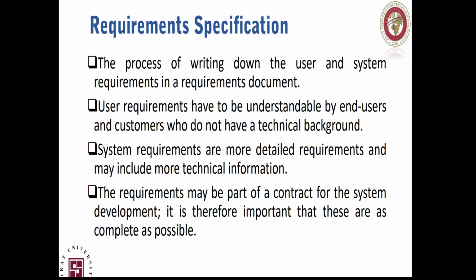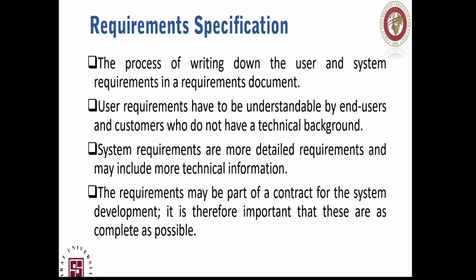Initially, we need to make clear a few things. The first one is the requirement specification itself as a process. What is it? The concept is writing down the system and user requirements in a document. That means we create a formal document, and this document is used in many different ways. One of them is for contract agreement.